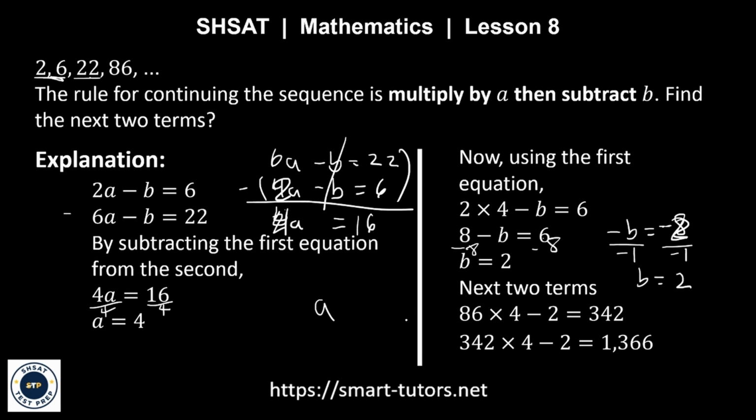So the next two terms, we can figure that out by plugging in the values of A and B. So A is equal to 4 and B is equal to 2. So since we know the next terms are found by multiplying by A and then subtracting B, we can do this. So we have 86 times 4 minus 2, that gives us 342, and 342 times 4 minus 2 will give us 1366, and that's how we get the next two terms.